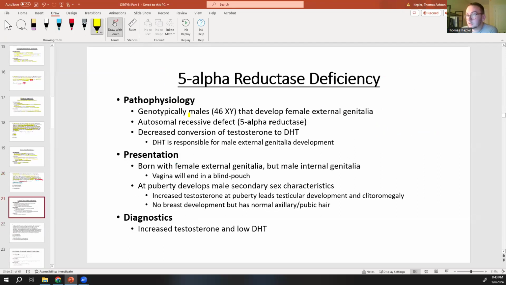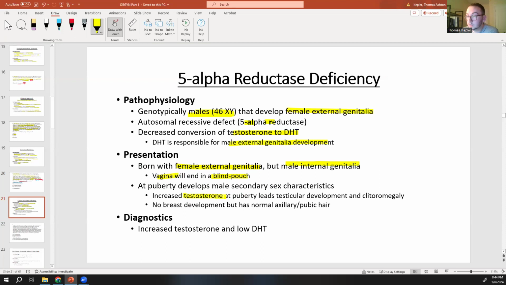5-alpha reductase deficiency, these are genotypically males. Remember, aromatase, genotypically female; 5-alpha reductase, genotypically male, and they develop female external genitalia. It's an autosomal recessive defect, so there's that trick I was showing you, 5-alpha reductase, and you get decreased conversion of testosterone to DHT. If you lose DHT, you can't develop the external genitalia, and the presentation, they're going to be born with female external genitalia. Nobody's going to question it at birth, but they will have male internal genitalia, and the vagina will end in a lined pouch.